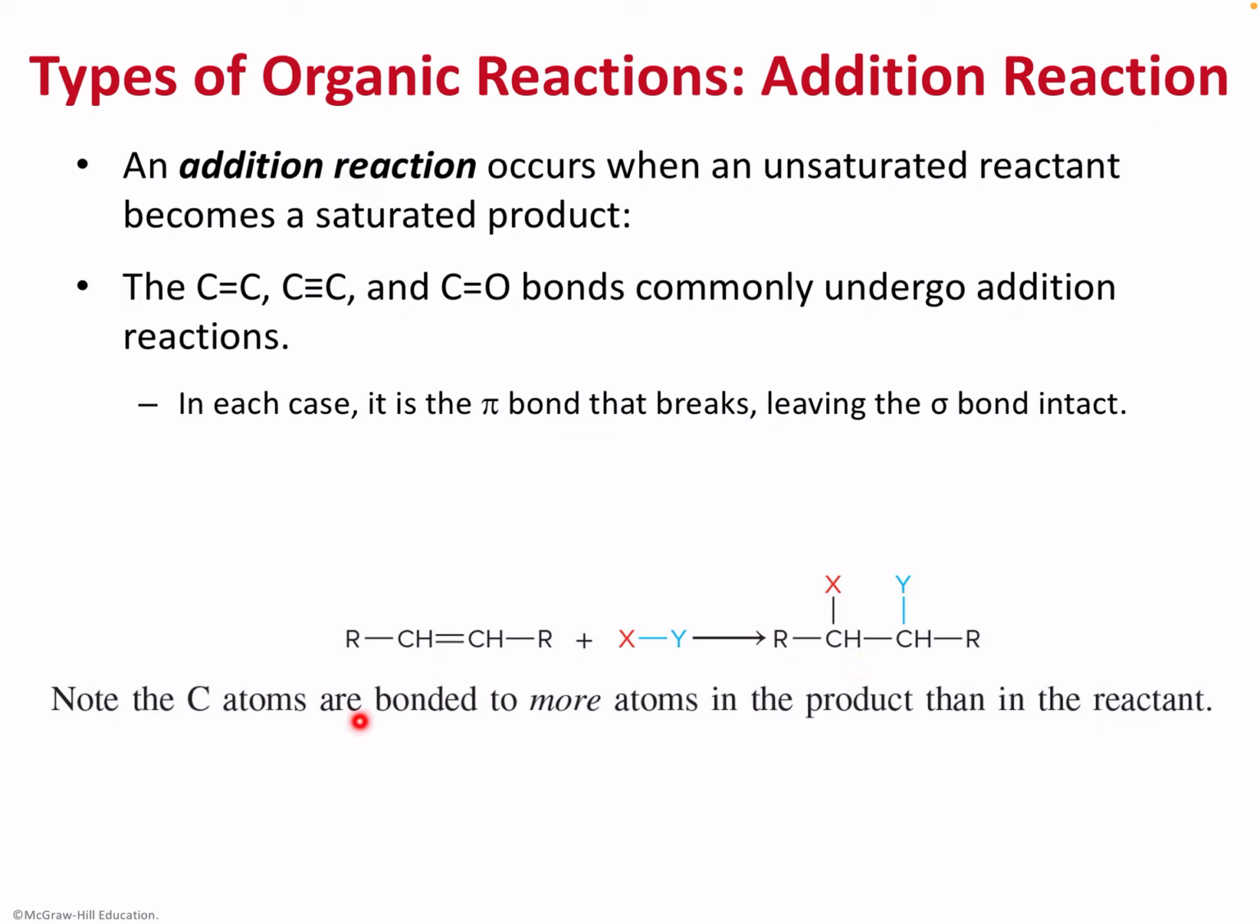Note the carbon atoms are bonded to more atoms in the product than in the reactant. The carbon here is bonded to hydrogen, this R group, and carbon. 3 things. Now it is bonded to 4 things.